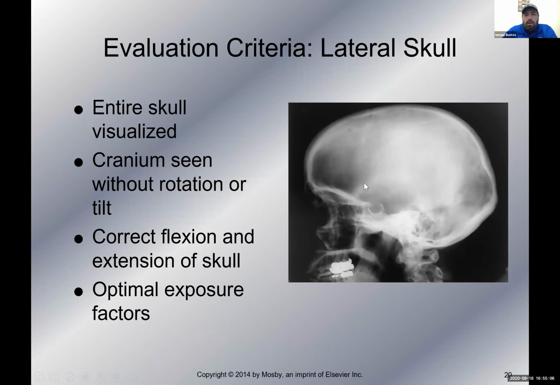Okay, so let's go back to the PowerPoint. There we go. All right, so there are some structures that we need to pay attention to, right? So for rotation, we want to look at the mandibular rami. So the rami, which are down here, right? If we only see one, then we're good. There's no rotation. If you see anterior, posterior separation, then you have rotation.